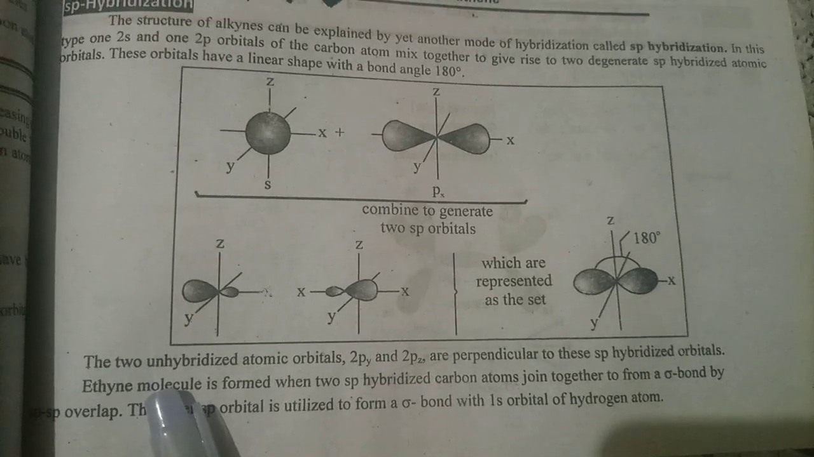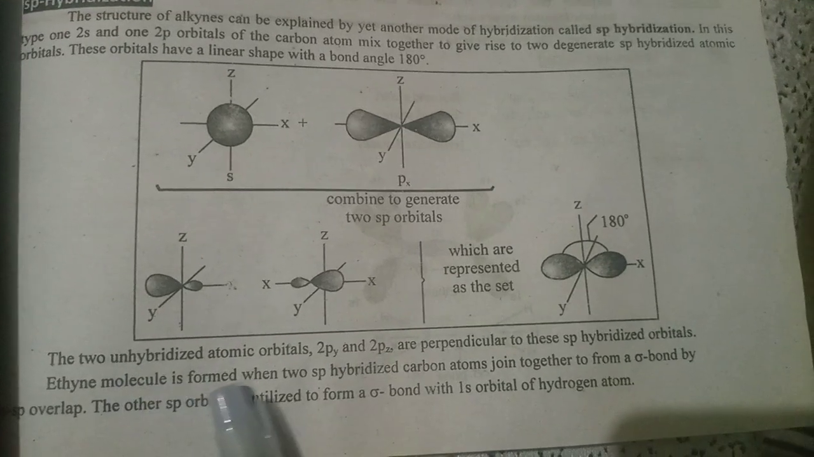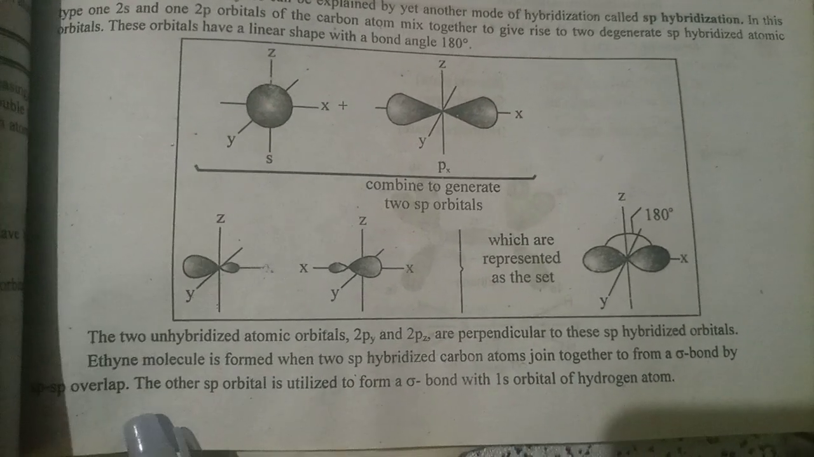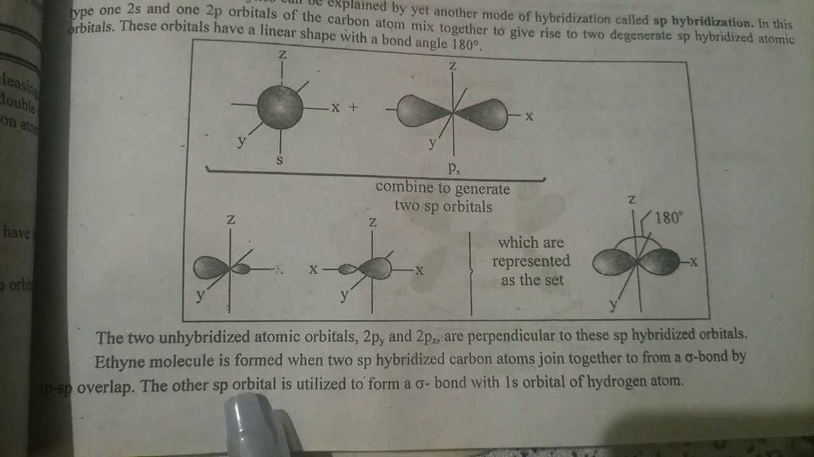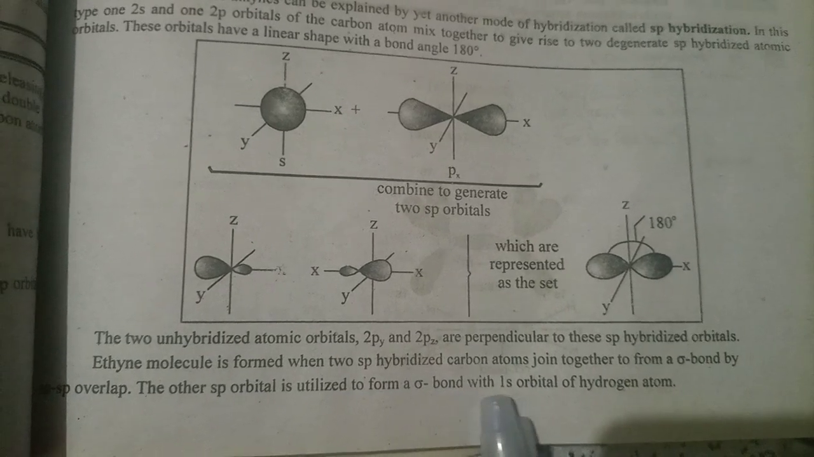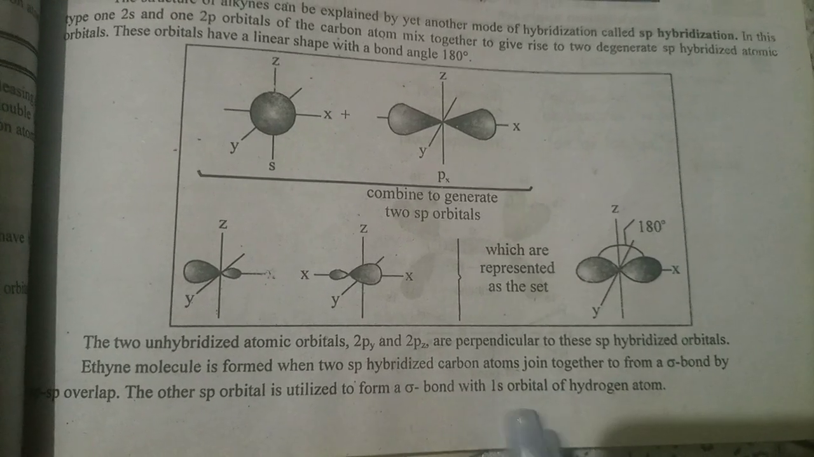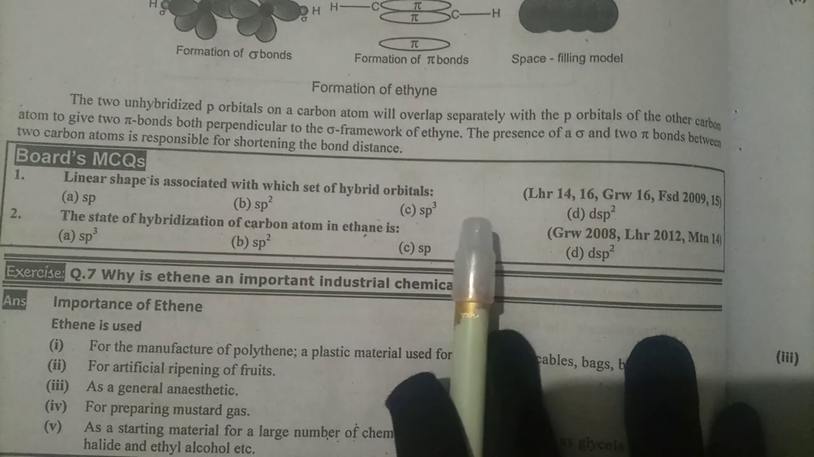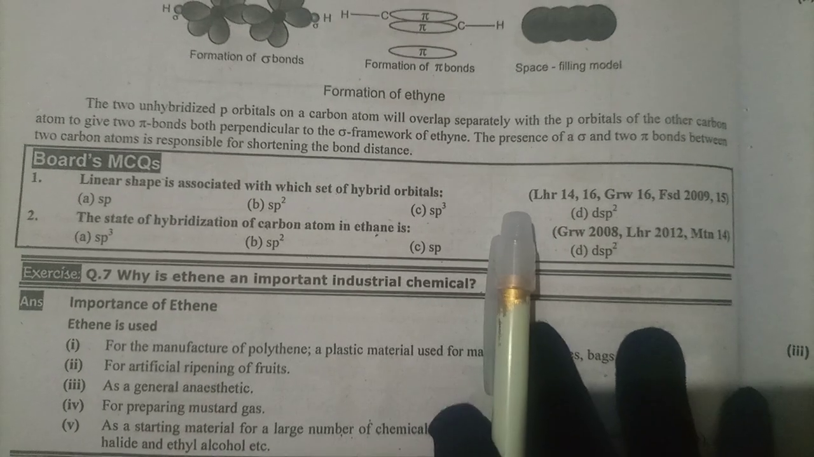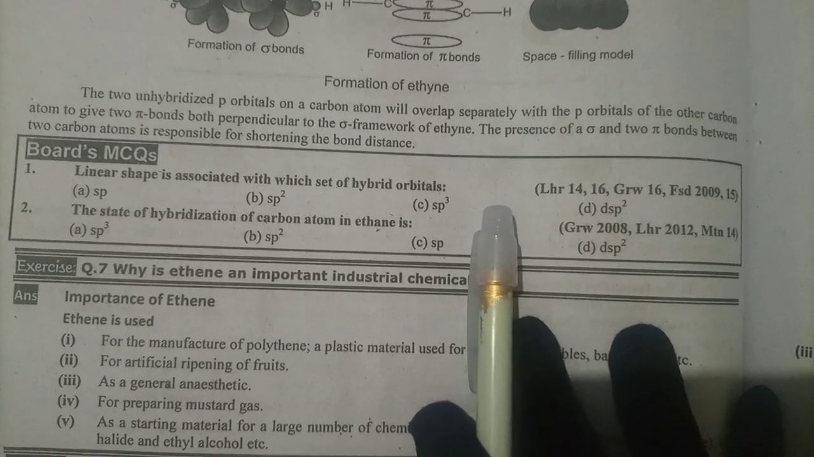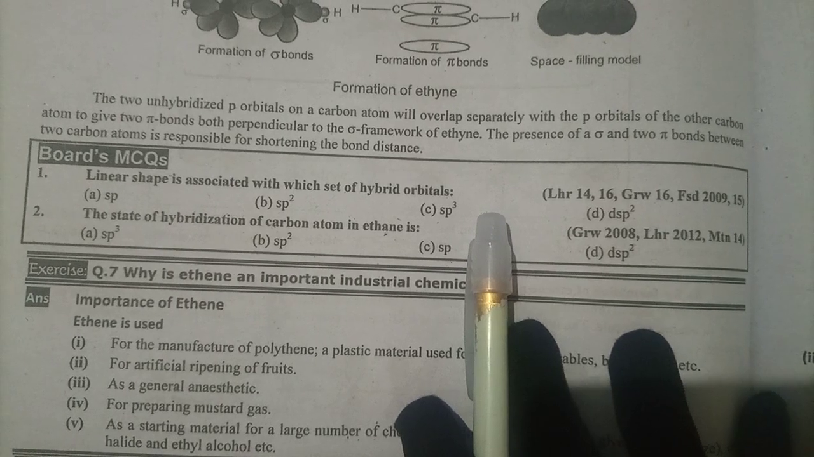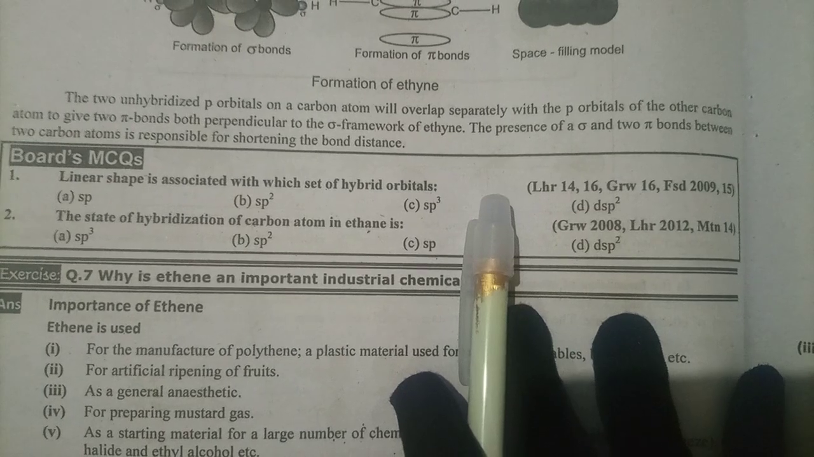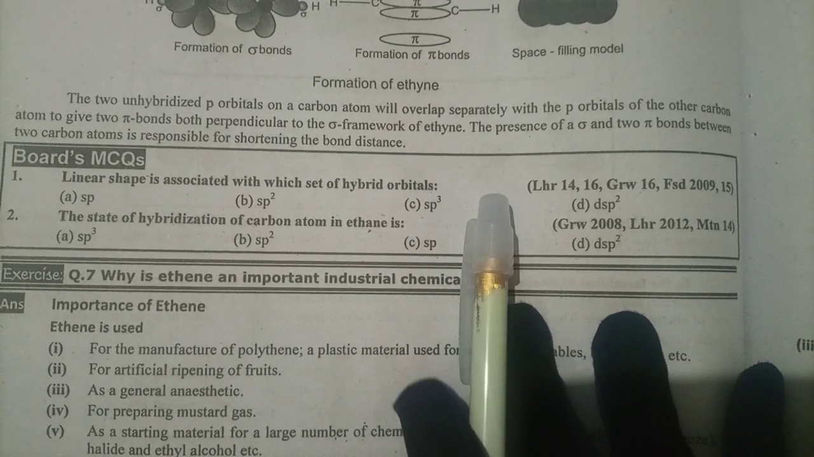The ethyne molecule is formed when two sp hybridized carbon atoms join together to form a sigma bond by sp-sp overlap. The other sp orbital is utilized to form a sigma bond with the s orbital of a hydrogen atom. The two unhybridized p orbitals on a carbon atom will overlap separately with the p orbitals of the other carbon atom to give two pi bonds, both perpendicular to the sigma framework of ethyne. The presence of a sigma and two pi bonds between two carbon atoms is responsible for shortening the bond distance.